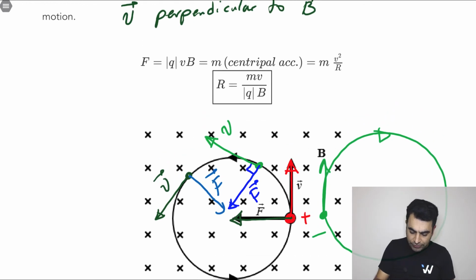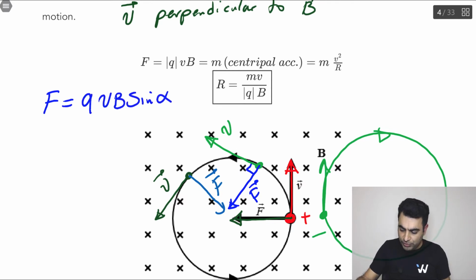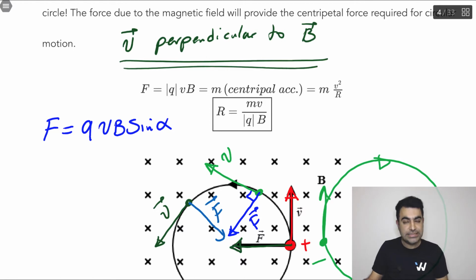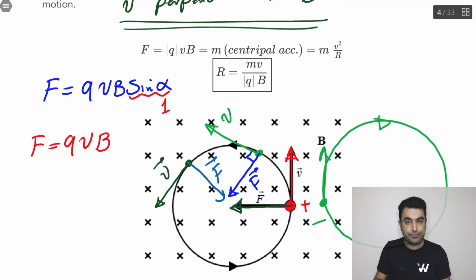In this case, we know that the size of the force would be equal to QVB sine alpha, where Q is the charge, V is the speed, and B is the magnetic field strength. And remember that alpha was the angle between the magnetic field and the direction of the motion. Because I consider V to be perpendicular to B, this angle would be 90 degrees, and sine of 90 would be equal to 1. So in this simple case, F would be QV times B.